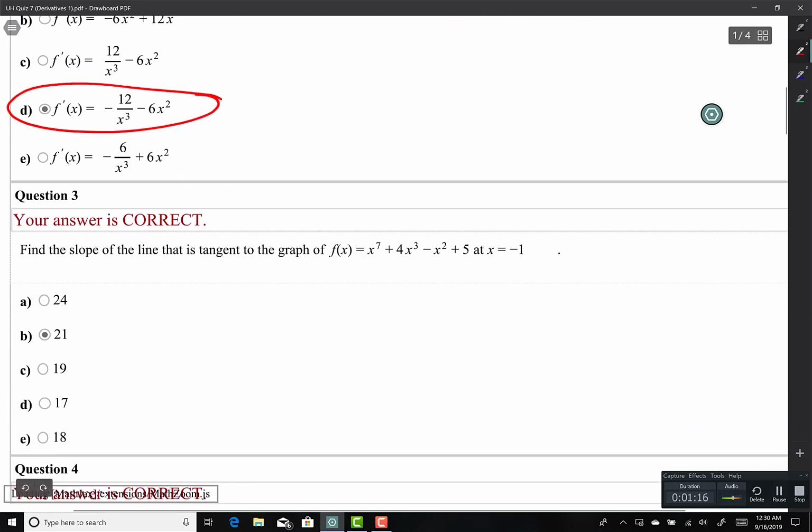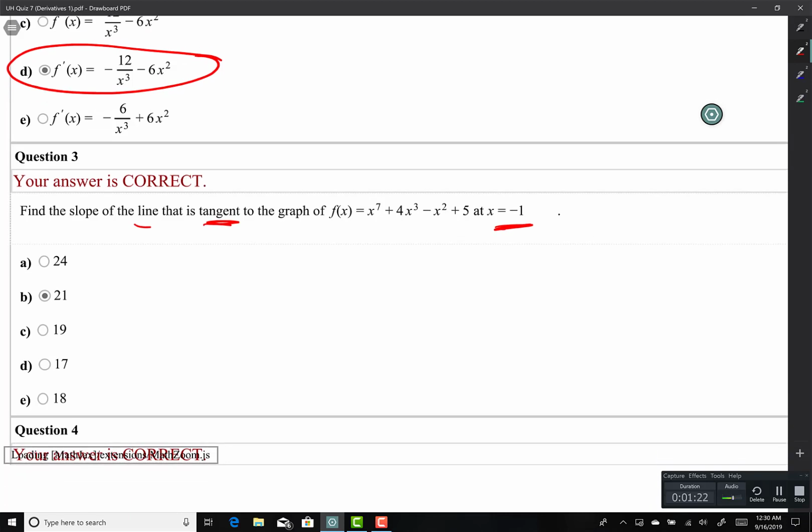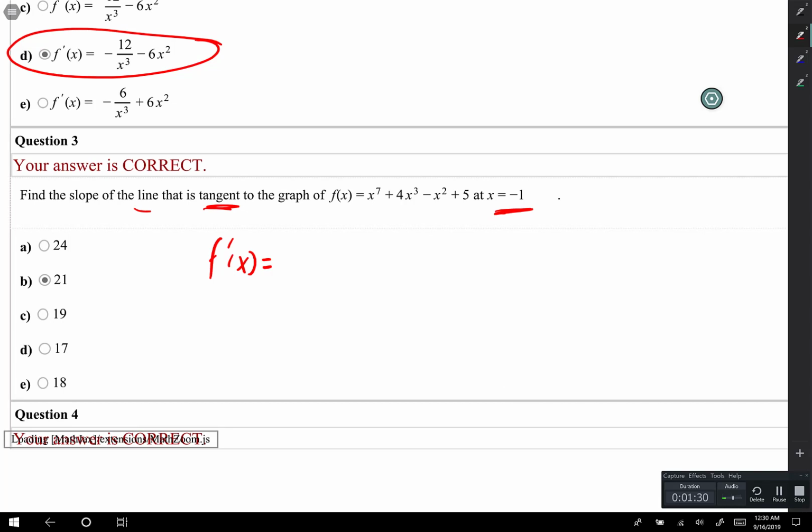Find the slope of the line that is tangent to this graph at negative 1. So take a derivative, plug in negative 1. F prime of x equals, let me get this in tablet mode here real quick, guys. F prime of x equals 7x to the 6 plus 4 times 3 is 12, x squared minus 2x.